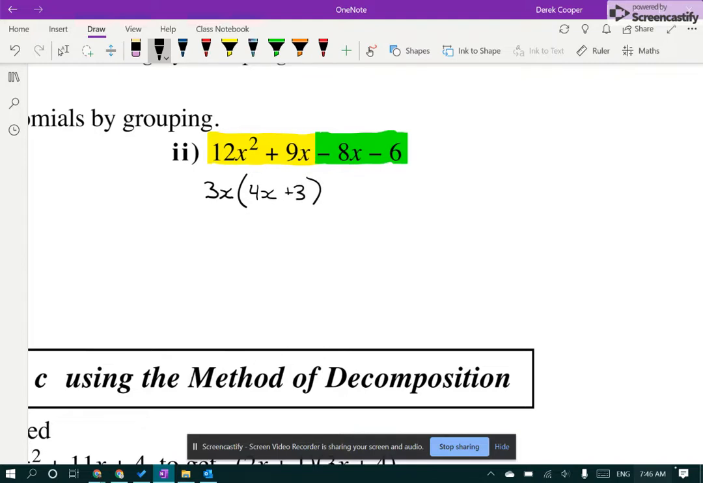And then on this side, 8 and 6. The greatest common factor of those two is 2. So we are left with 4x plus 3. This is perfect because this and this are the same. So we can go 4x plus 3 times 3x minus 2. All right, so we factored those out with grouping.